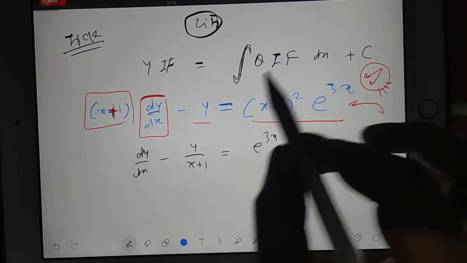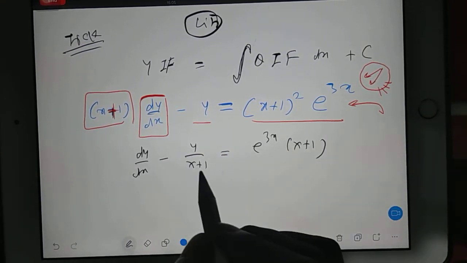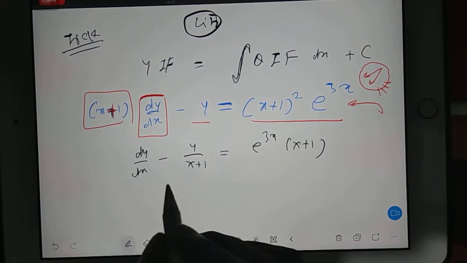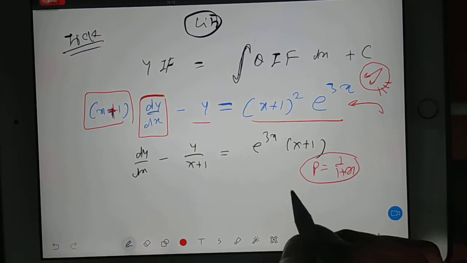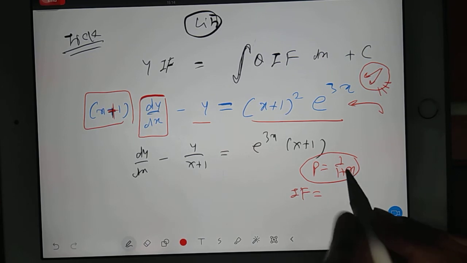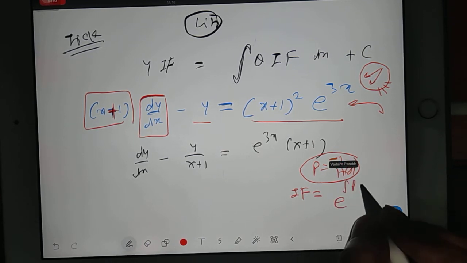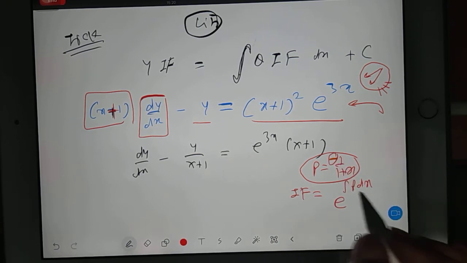Now you see, in this equation, compare with Leibniz. The coefficient of y is p. So 1 by 1 plus x is your p, with a minus sign. Immediately you find your integrating factor, that is nothing but e power integration of p dx. Oh yeah, minus sign. Yes, thank you Vedant. The minus sign will be there.